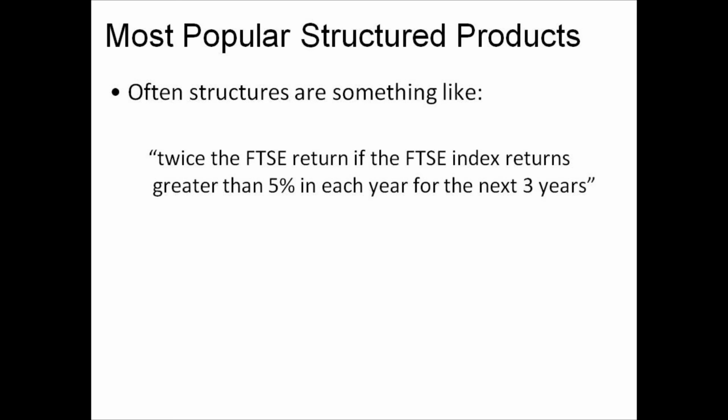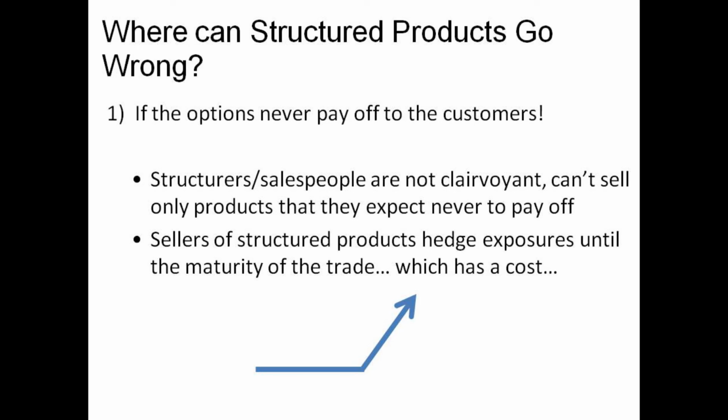So where can structured products go wrong? For one thing, if the options never pay off to the customer. That's the most obvious thing: they put in $1,000 for 5 years and they get $1,000 back. And in the real world, they've actually lost money because they've foregone 5 years' worth of interest.